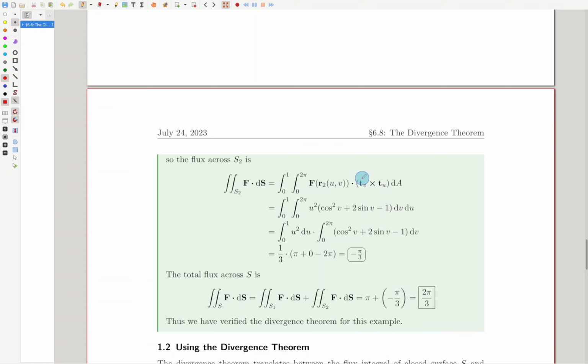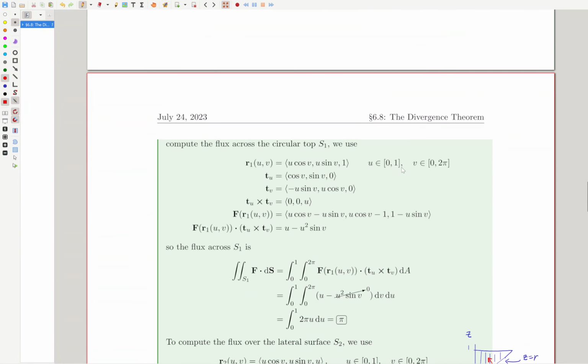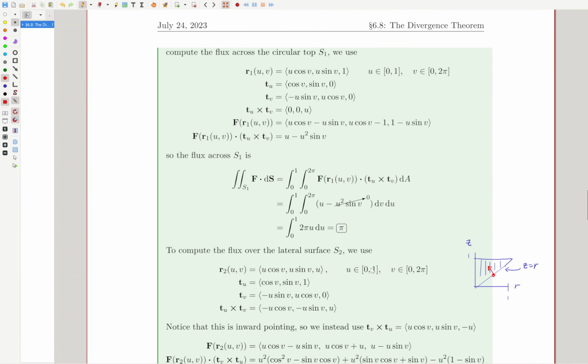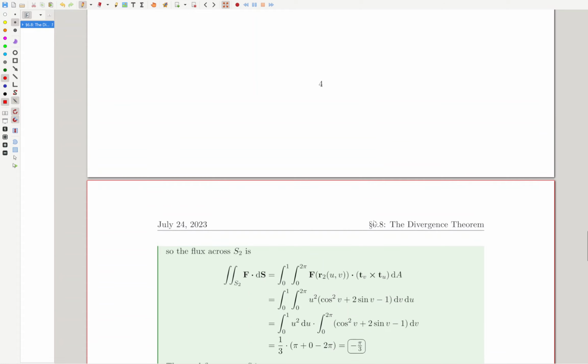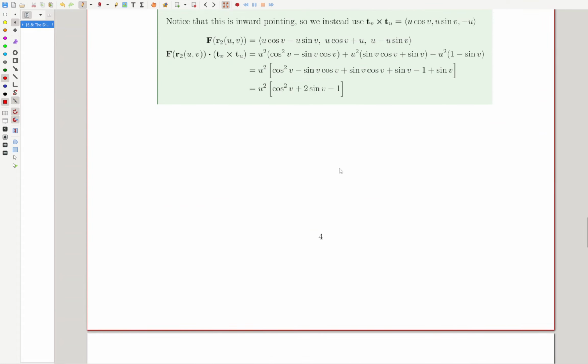Our double integral is now over this flat region in UV space, with U running from 0 to 1 and V running from 0 to 2 pi. You can see the variables are matching up here, right? So U running from 0 to 1 is the outer integral, V running from 0 to 2 pi is the inner integral. And we just inserted the integrand that we computed above.